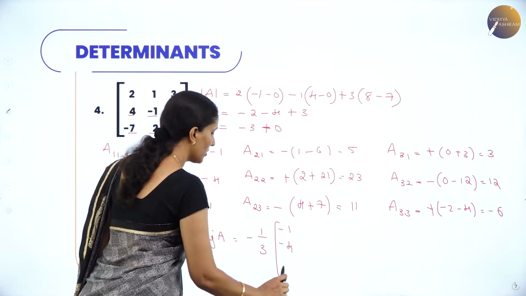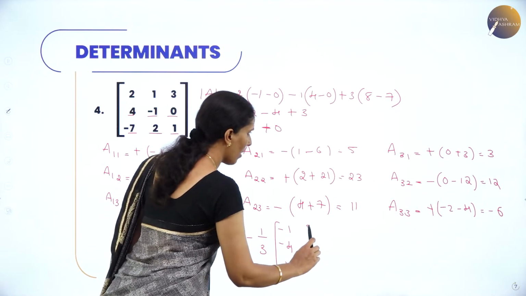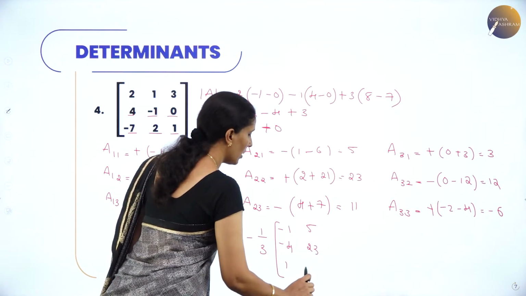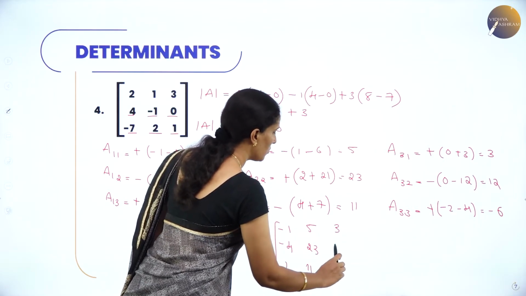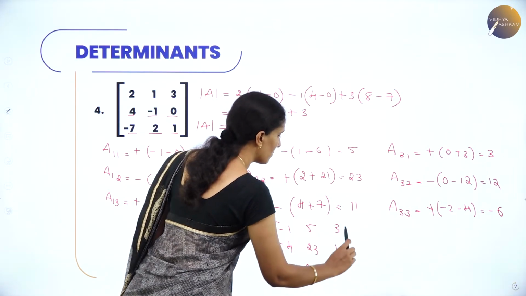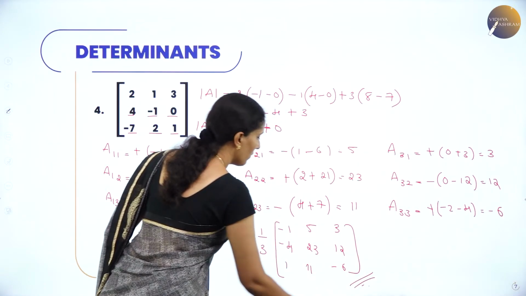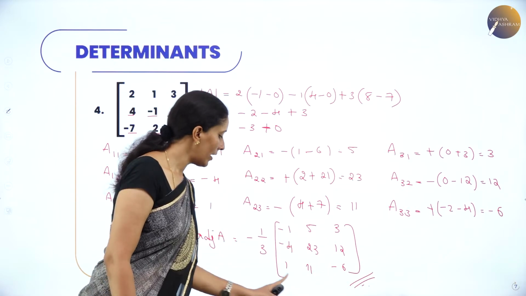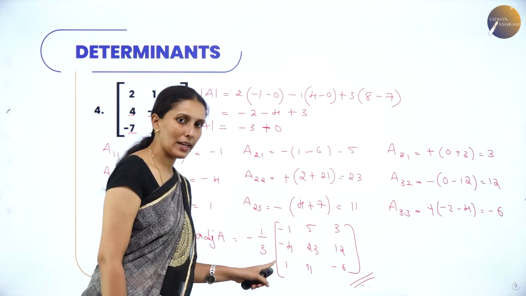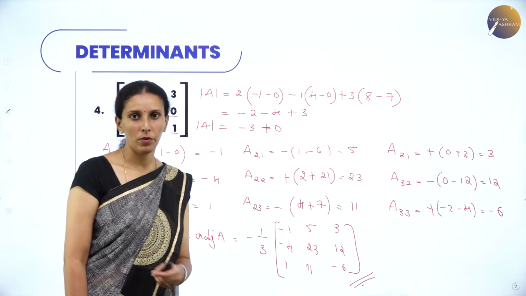Minus 1, minus 4, 1. And here we have 5, 23, 11. And there we have 3, 12, minus 6. So this is the inverse of the given matrix. If you want this, you can divide the entire elements inside the matrix by 3 and write one more matrix.